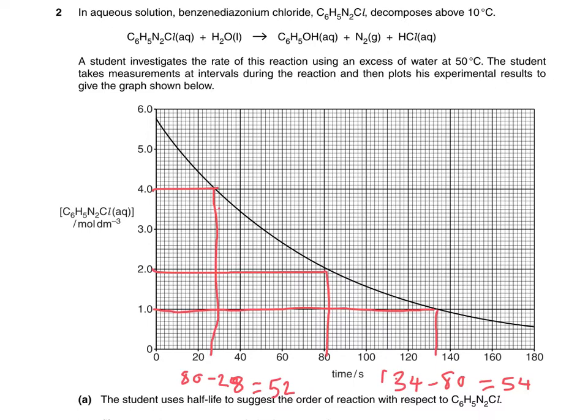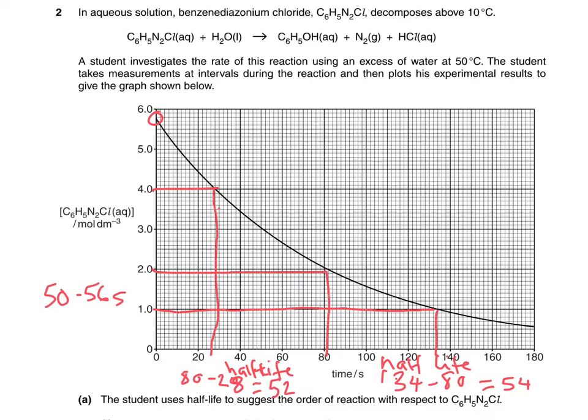Half-life should be stated as 54. But provided you get anywhere between 50 and 56 seconds, that's correct. They'll allow it shown on the graph, but make sure it's nice and clear. Be careful because the initial concentration isn't 6, so you can't go from 6 to 3.